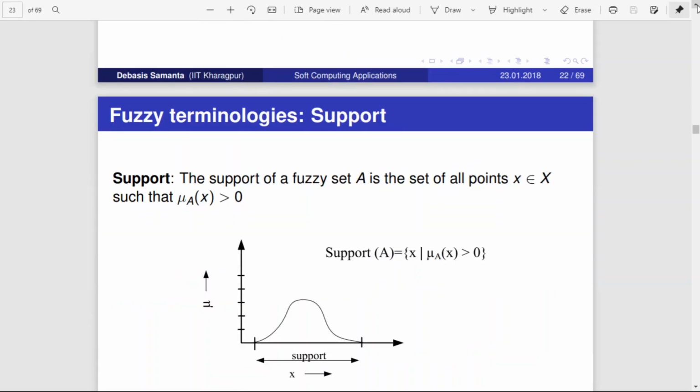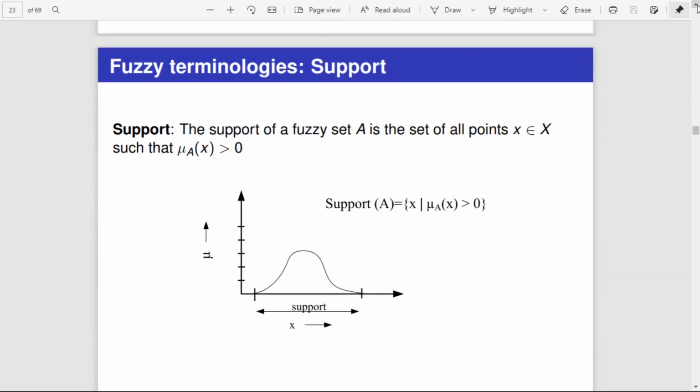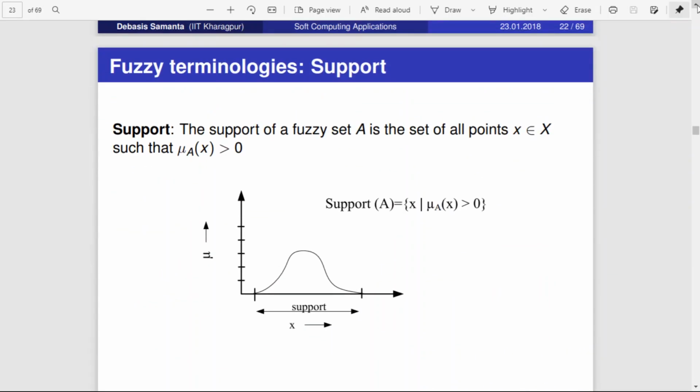In this lecture, we'll be discussing a few fuzzy terminologies and we'll be exploring further about membership functions. Okay. So let us discuss some fuzzy terminologies first. To start with, we'll be discussing something called a support. So what is a support? Support is defined something like this.